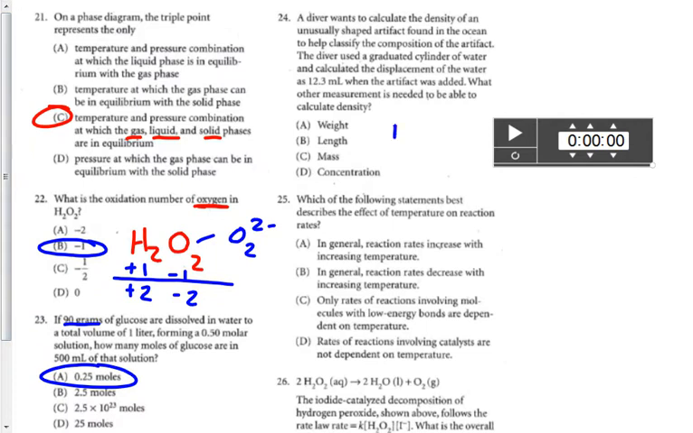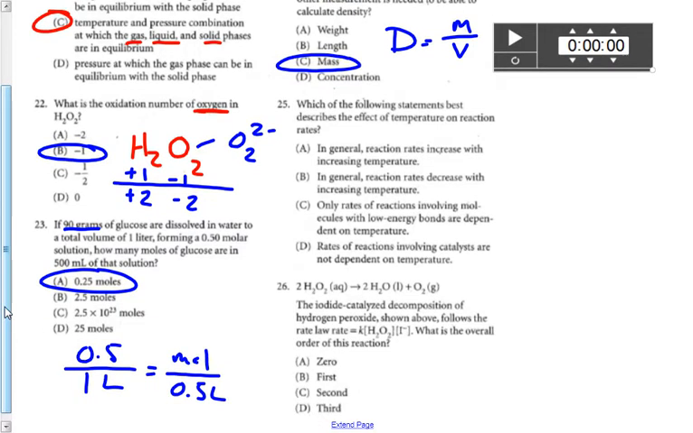What's density? Density is mass over volume. That whole paragraph, after everything's said and done, it's like, oh, what else do you need for density? Well, I have volume, so I need mass. It's mass over density. 25, which of the following statements best describes the effect of temperature on reaction rates.